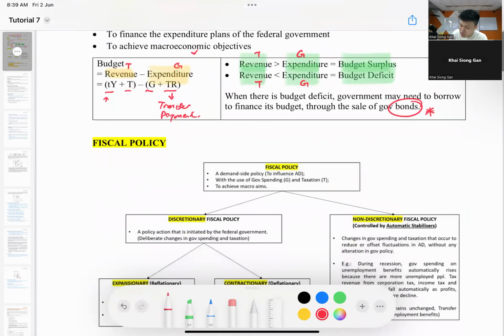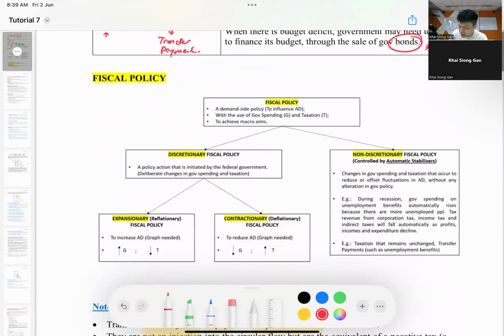Now I want you to look into this mind map on fiscal policy itself. For fiscal policy, there is not so much you need to know, so actually this mind map is the most important one. The first thing I want you to remember is that fiscal policy is a demand side policy. Why? Because it is used to influence aggregate demand. Either it shifts the aggregate demand curve rightwards or it shifts it leftwards. That's why it's used to influence aggregate demand, with the use of government spending and taxation. These two are the instruments, to achieve macro objectives.